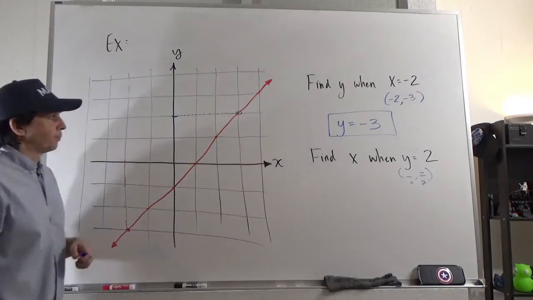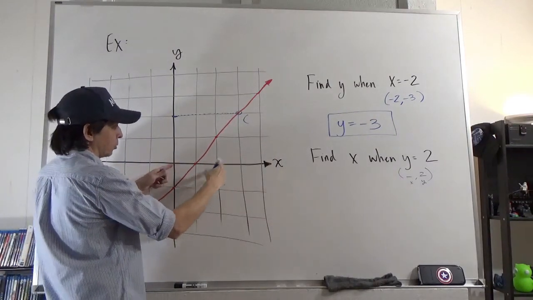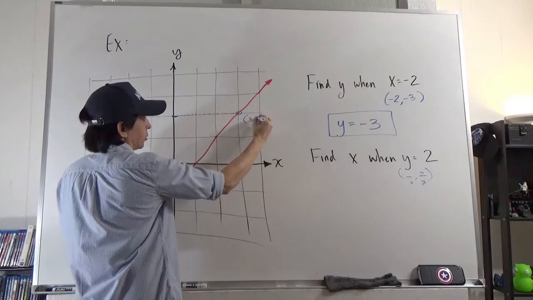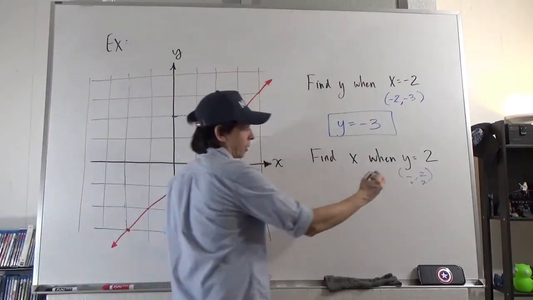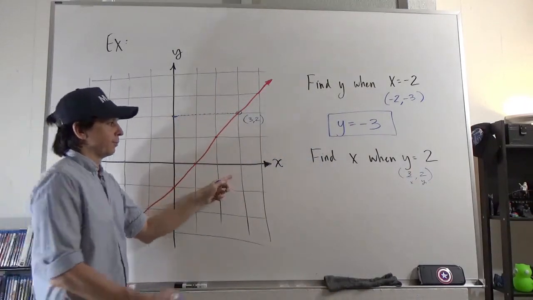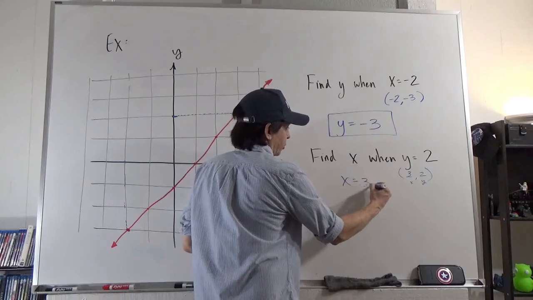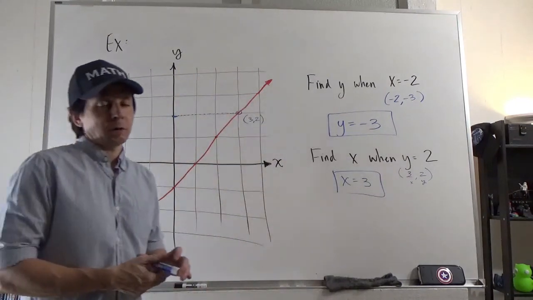That's the point. What are the coordinates of that point? Here's my origin: 1, 2, 3. So 3, comma 2. That confirms it. My y-coordinate is 2, and when y is 2, my x has to be, for that line, 3. And that's it. Just reading the graph essentially, but again, more abstract than what you did in homework 12.